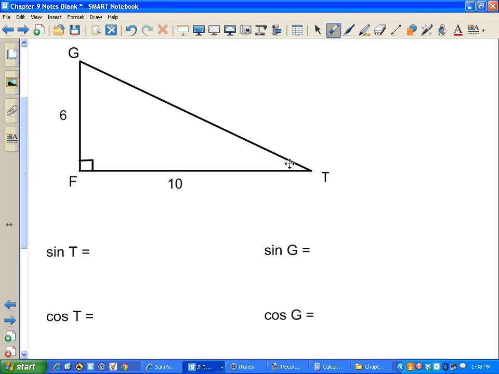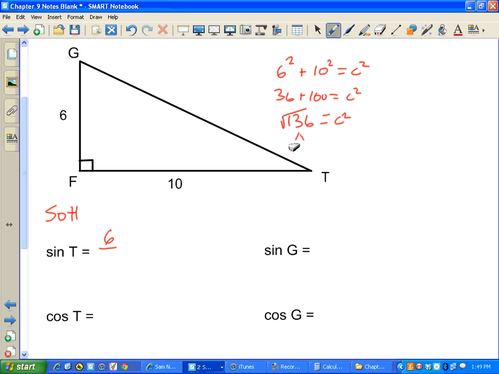So the sine of angle T, sine is from the SOH, so it's opposite. So across from this is 6 over hypotenuse. Now I don't know what the hypotenuse is, so I'm going to use my Pythagorean theorem to find out what it is. 6 squared plus 10 squared equals c squared. 36 plus 100 equals c squared. 136 equals c squared. So I'm going to square root both sides.